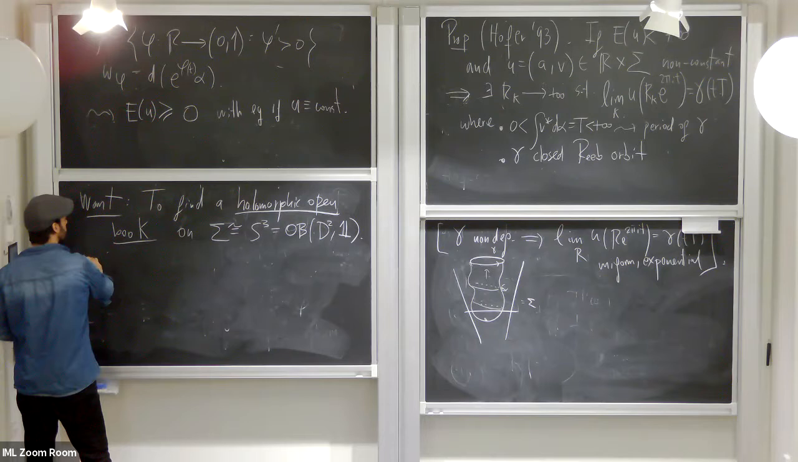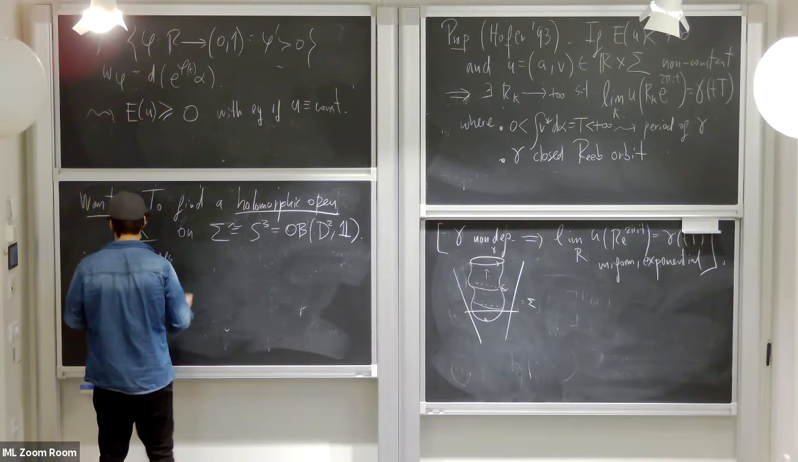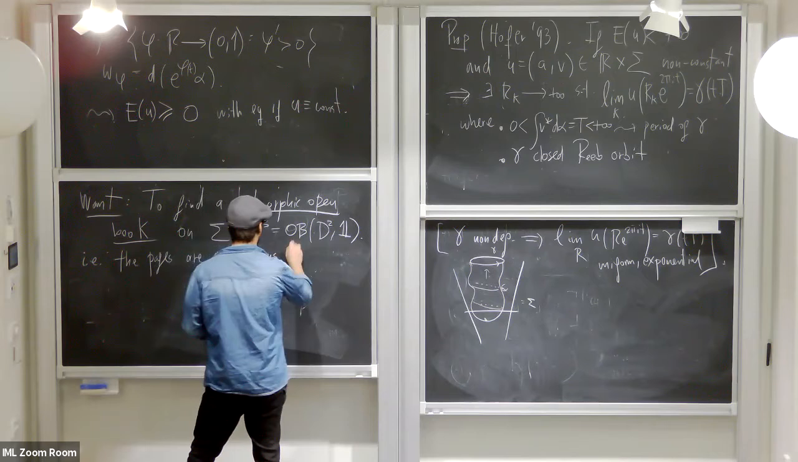And what does holomorphic open book mean? Well, it's an open book, but it's in some sense compatible with the given contact form alpha. So the pages are projections to sigma of finite energy planes in the symplectization.